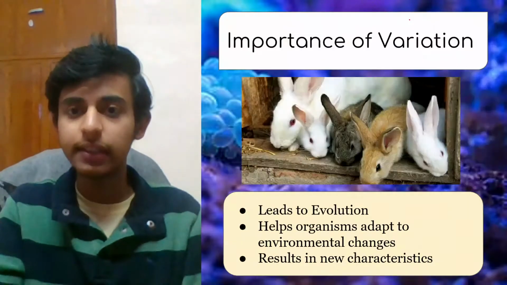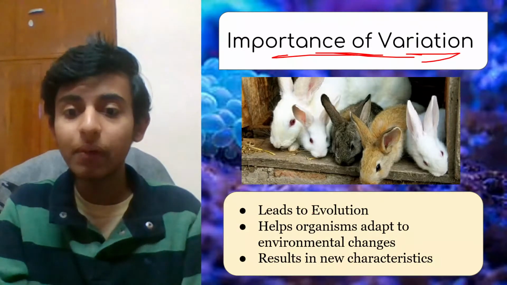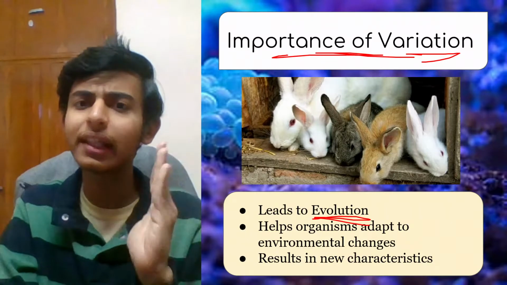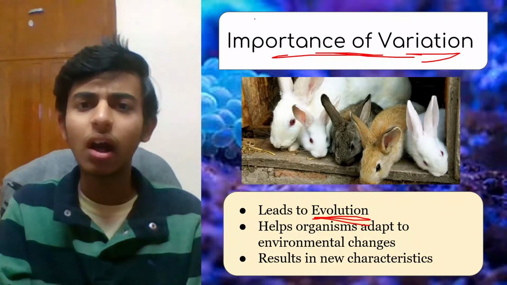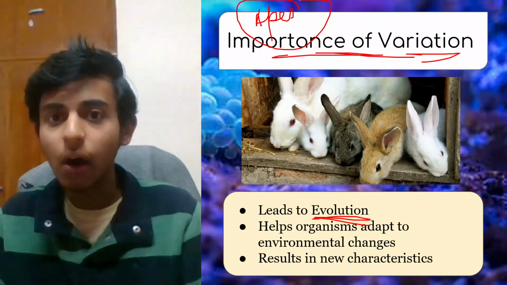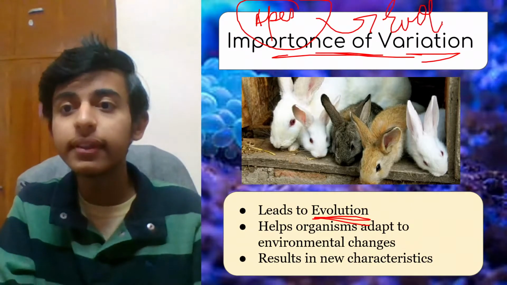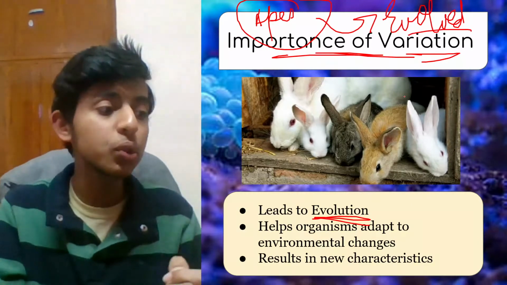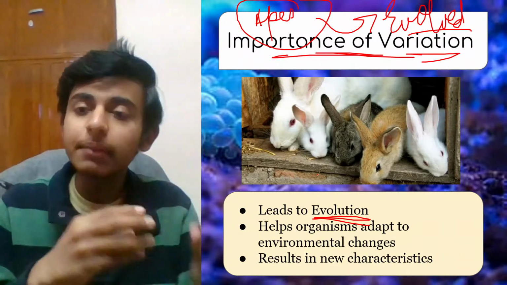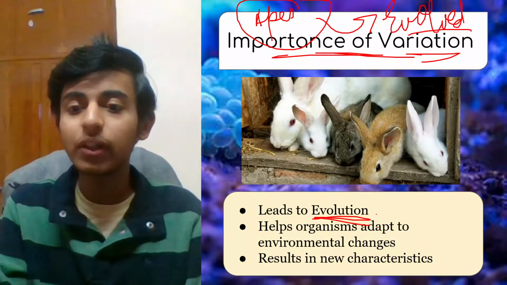Now talking about the importance of variation. Why is variation needed? Number one, it leads to evolution. Evolution means how we have evolved. Earlier we used to look like early humans, kind of apes. But now we have transformed, we have evolved. This evolution could take place because of variation. Since we had some new extra characteristics, that is why we could evolve.